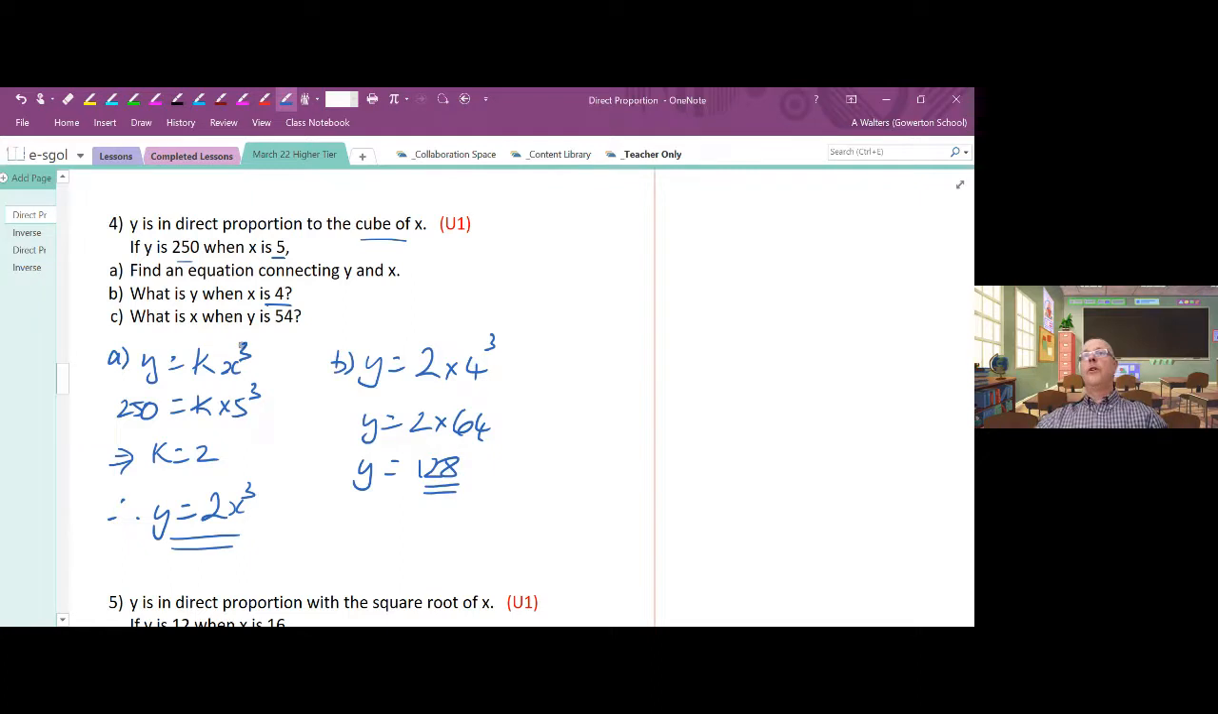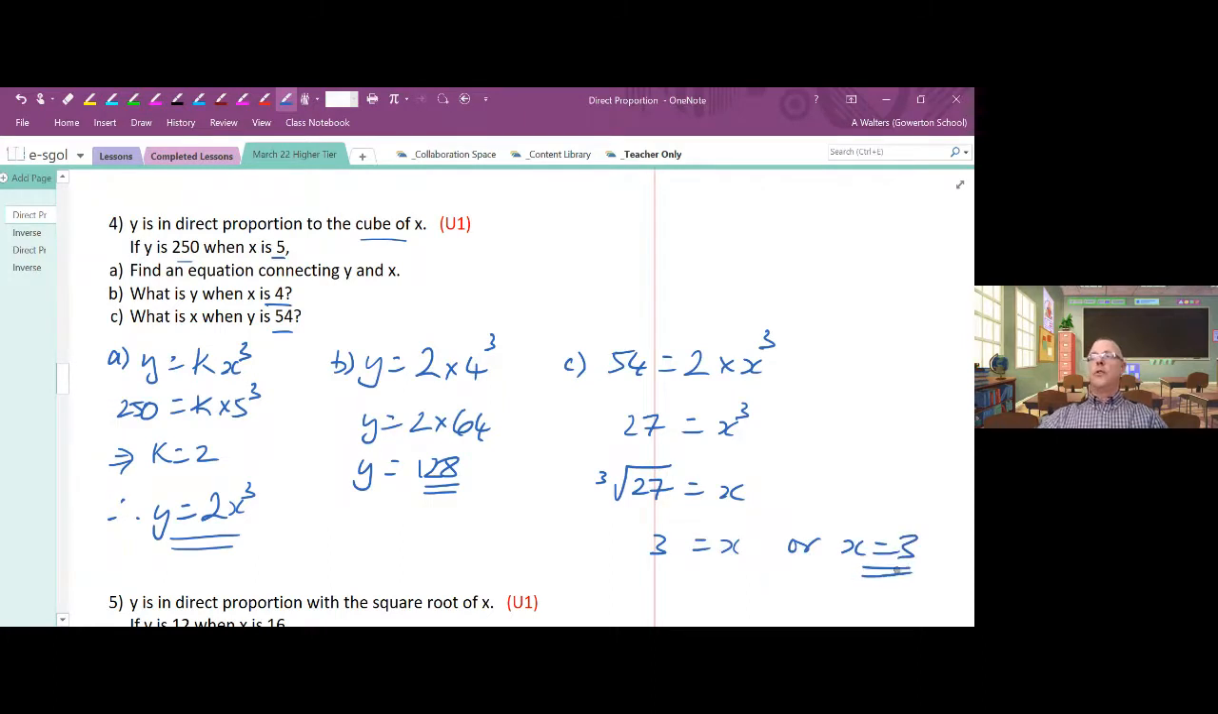And the last one, question C, we're replacing y with 54. So 54 equals 2 times x cubed. 54 divided by 2 is 27, so 27 is x cubed. Now, the cube root of 27, again, is a number you should know, and it's 3. X is equal to 3, and I can write it that way or that way. There's no need for a plus or minus there, because the only way you can get 27 is to multiply 3 positive 3's together.